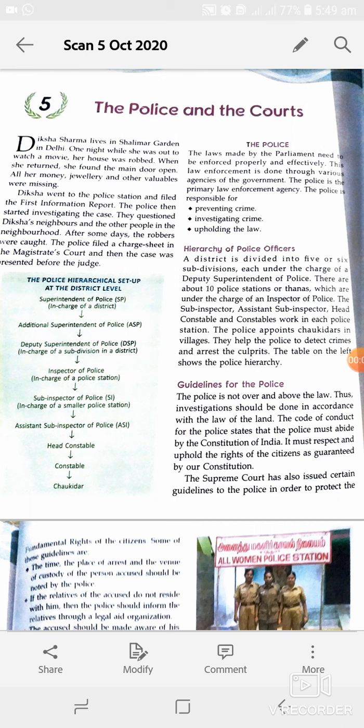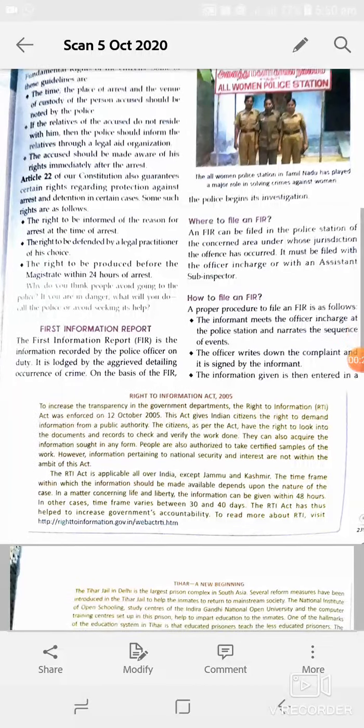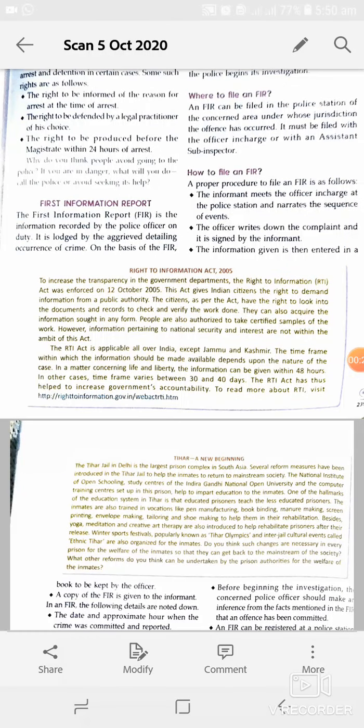So students, yesterday we started the chapter Police and Court. Today we will continue this chapter. Yesterday we discussed the police hierarchy at district level, then the guidelines of the police during the investigation. Today we will start with the First Information Report.